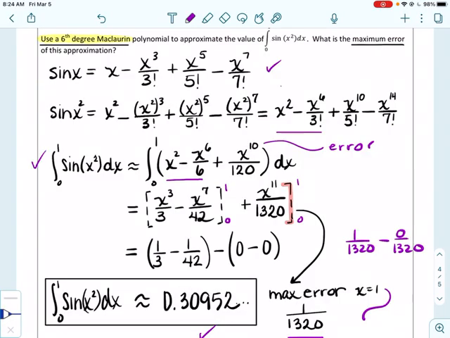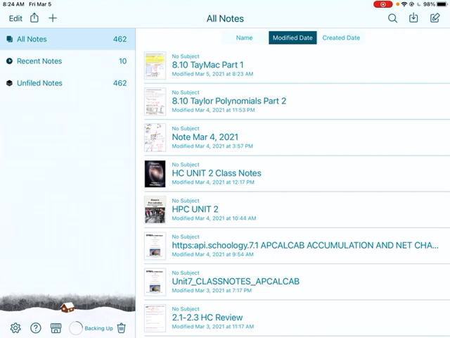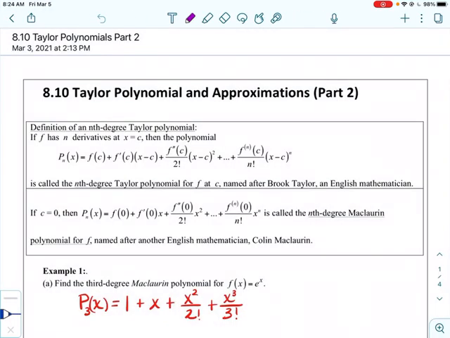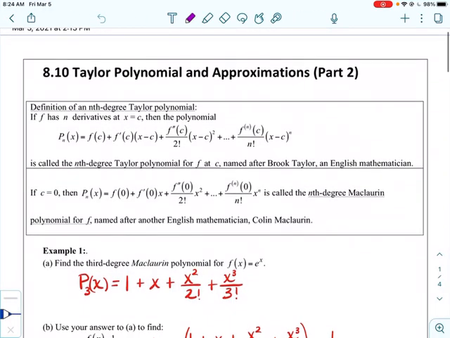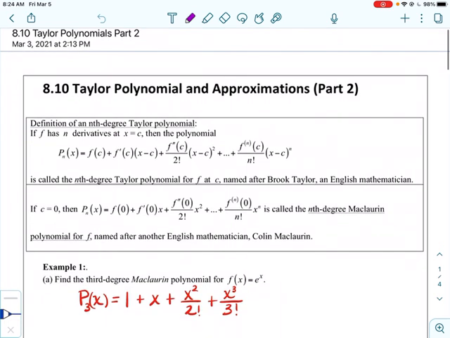Okay, folks, so we're going to pick up on 8.10 part 2, and I have a lot of information already written out on these, so I thought it would be good just to scroll through and discuss it and make the video a little shorter, and you can then pause it where you need to.